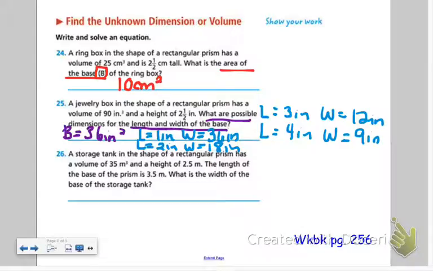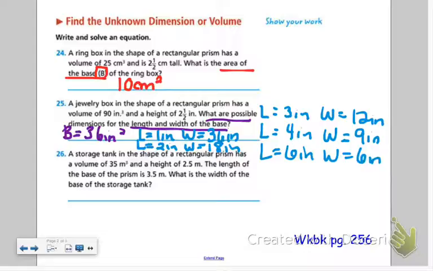9 gives me 36. All we're doing is coming up with all the possible factors of 36. Maybe the length is 6 and the width is 6, because 6 times 6 gives you 36. So there's a lot of possible dimensions for the length and width, a lot of different ways that you can make 36 square inches. Now we have one more to do, number 26.